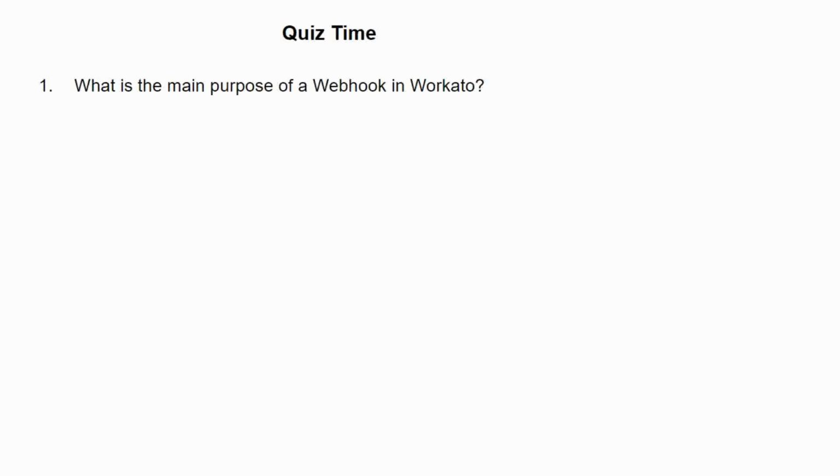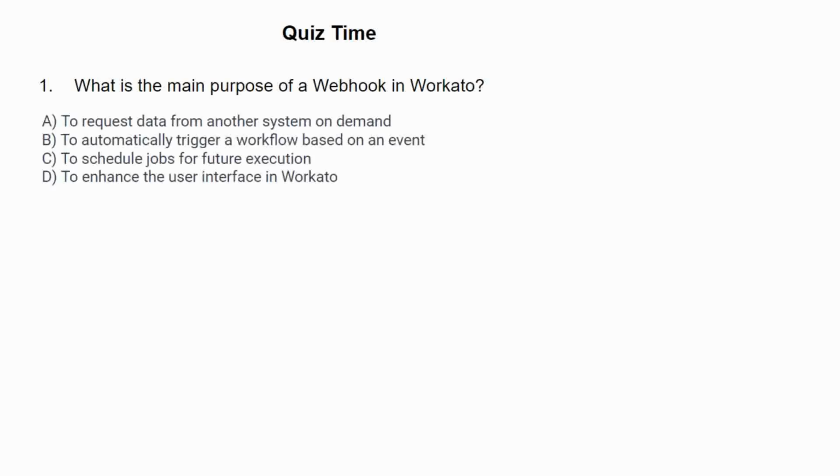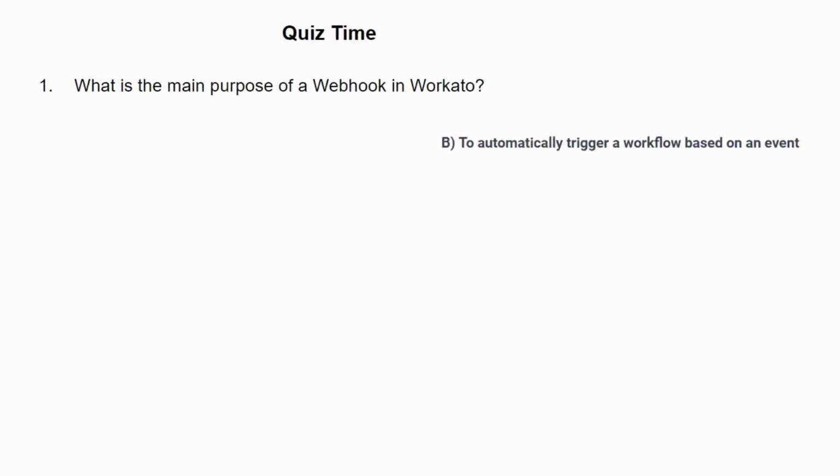Our first question is, what is the main purpose of a webhook in Workato? The answer options are: to request data from another system on demand, to automatically trigger a workflow based on an event, to schedule a job for future execution, or to enhance the user interface in Workato. I guess it's a very straightforward question. Yes, that's correct: to automatically trigger a workflow based on an event.